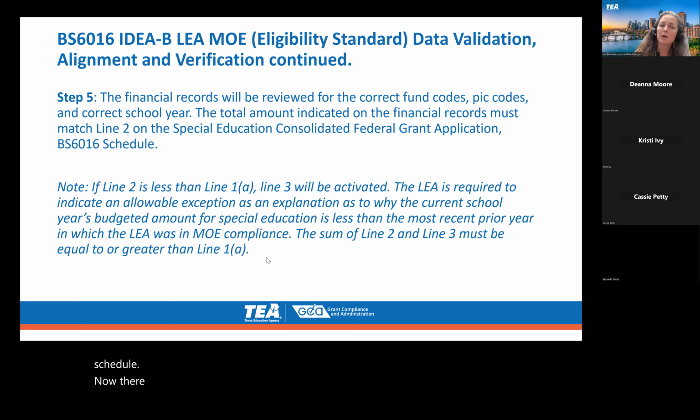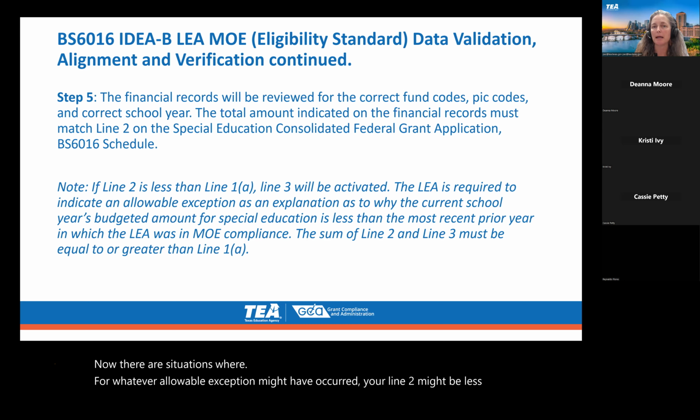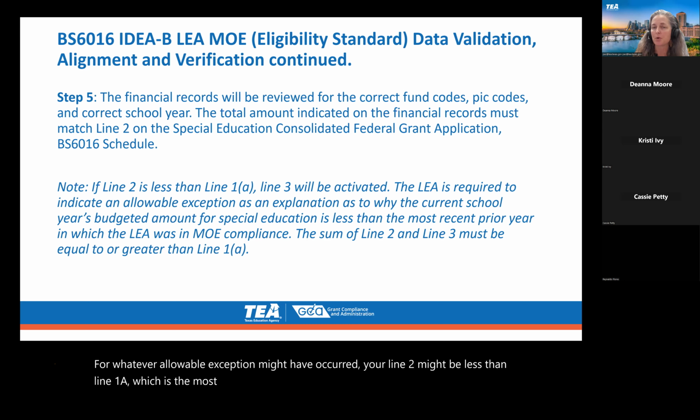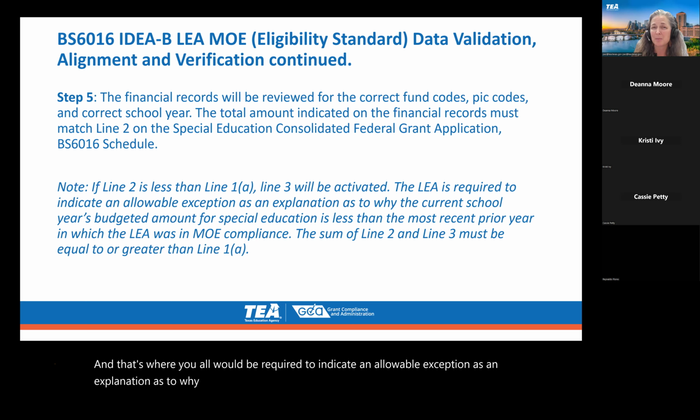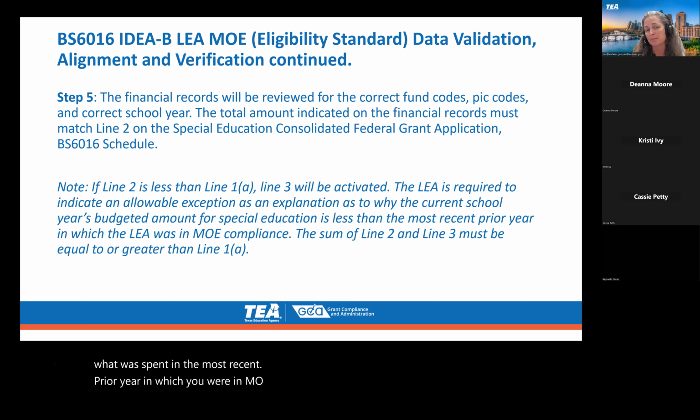Now, there are situations where, for whatever allowable exception might have occurred, your line 2 might be less than line 1A, which is the most recent prior year in which you were in MOE compliance. That's when line 3 on that schedule is activated. And that's where you would be required to indicate an allowable exception as an explanation as to why the amount being spent in the current year is less than what was spent in the most recent prior year in which you were in MOE compliance.